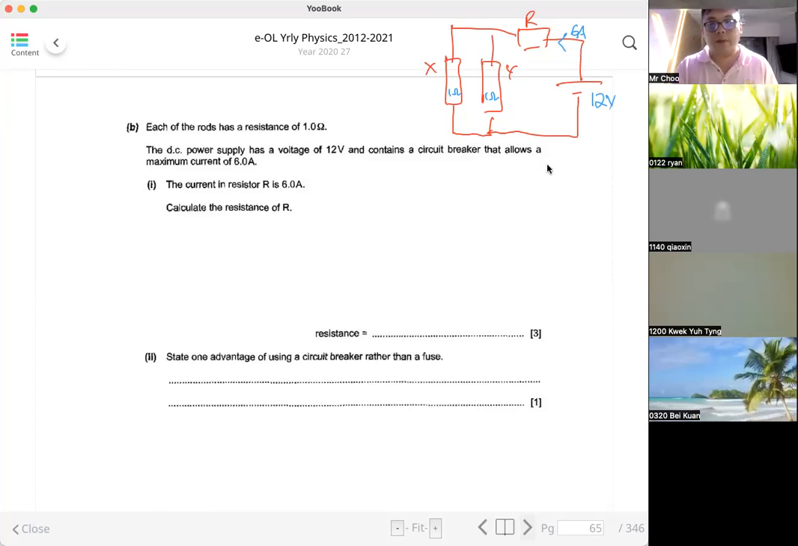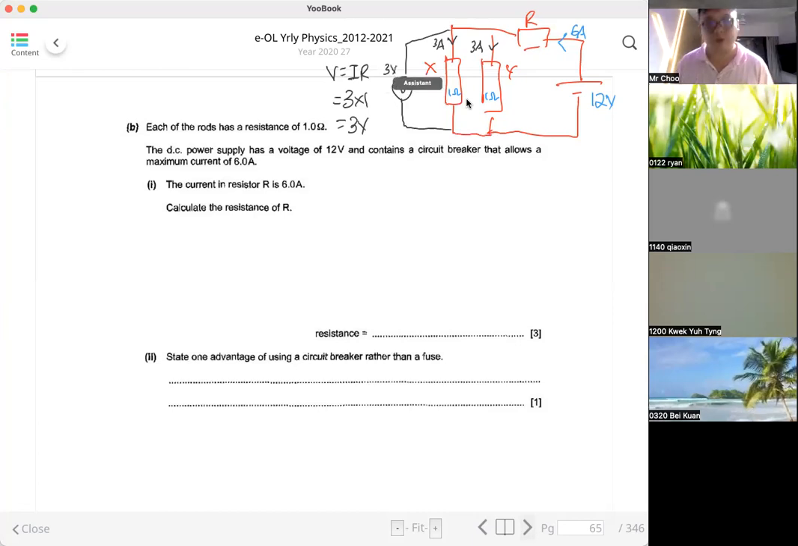Okay, Bei Kwan, can you look here? These two resistor rods have an equal resistance of 1 ohm. So are you convinced that each of these will have a current of 3 ampere going through? And then you know that you have the current, you have the resistance. Can you find the V? Okay, so it's 3 times 1. Your V is 3 volt. So if I were to put a voltmeter here, it will show me 3 volt.